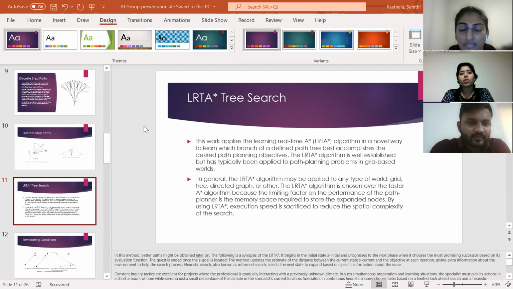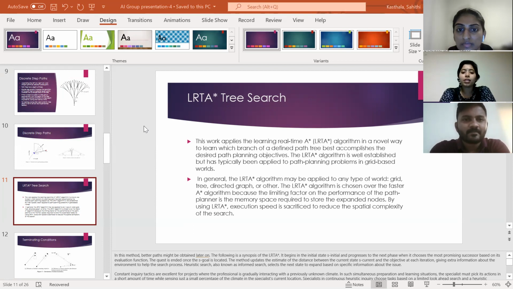Today we're going to discuss the LRTA research. The first topic applies to the learning real-time methods algorithm, and this is accomplished with desired path planning objectives. The LRTA algorithm is typically applied to path planning problems in grid-based worlds, and it may be applied to a type of world that is a grid tree and direct path.